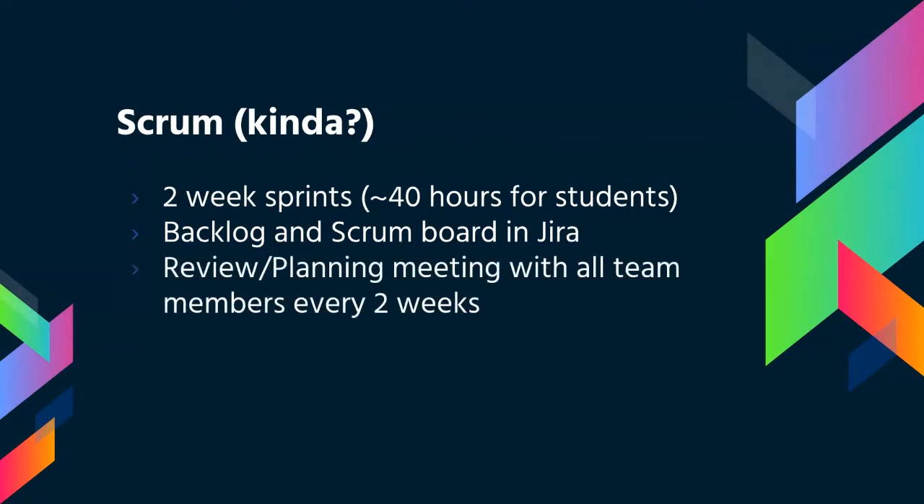We do a review and planning meeting with all the team members every 2 weeks, so it lines up with our sprints. With student schedules, it's hard to find the time to get everybody in, but I find that every 2 weeks has worked. Usually we've been able to find that time. It's just an hour, so we have to move really quick to get through everything, but it brings us all in the same place. It puts us all on the same page.